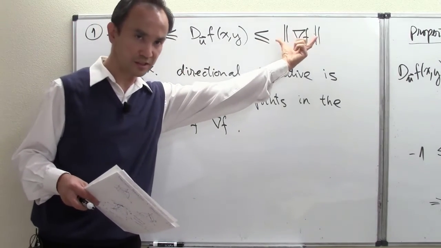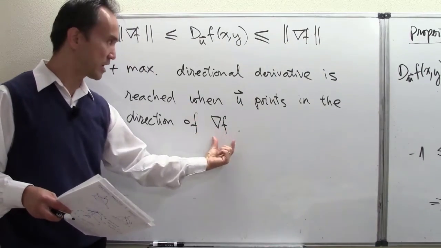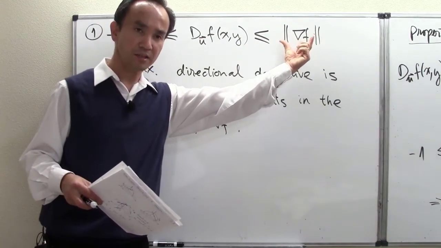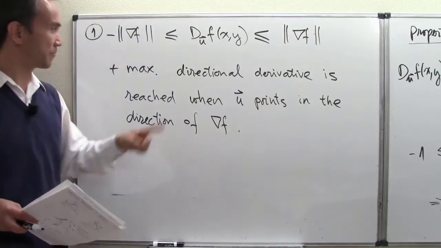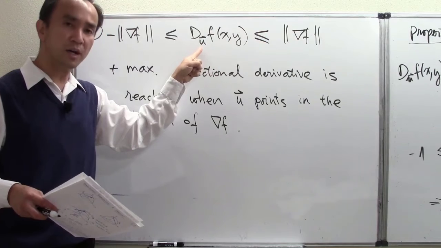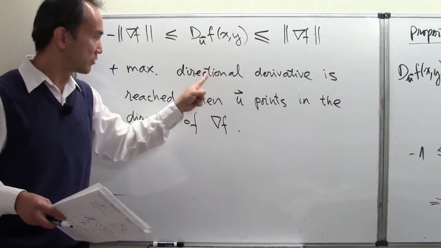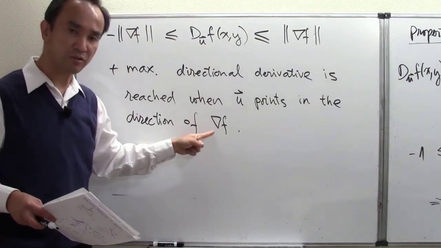And the value for the maximum is this quantity. See, this is the magnitude of del f. This is the vector del f, the gradient vector. This is the magnitude of the gradient vector. And so we can reach that maximum value only when the directional vector is pointing in the same direction as that.